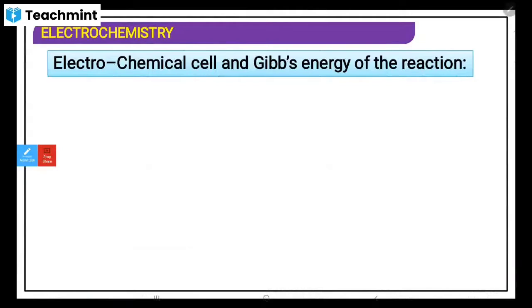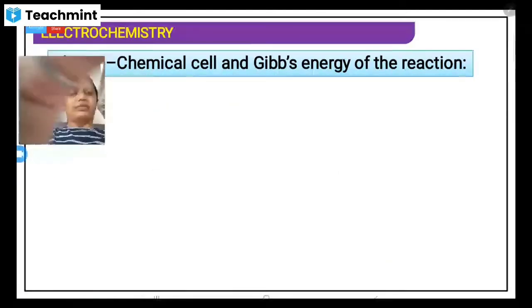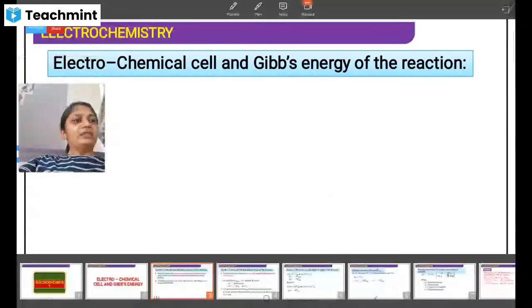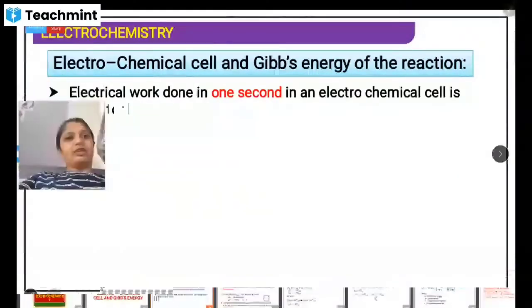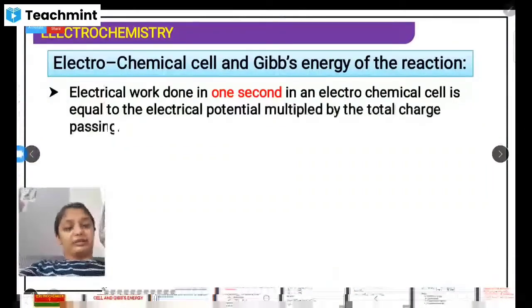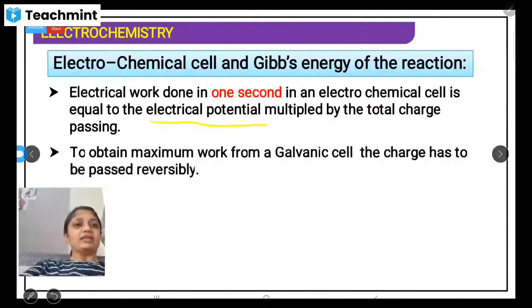Okay, students, you can read the statement. What is that? Electrochemical cell and Gibbs energy. We have already learned the relation between electrochemical cell and Gibbs free energy, but still we will revise once, and then we will start our main topic of today's lecture.